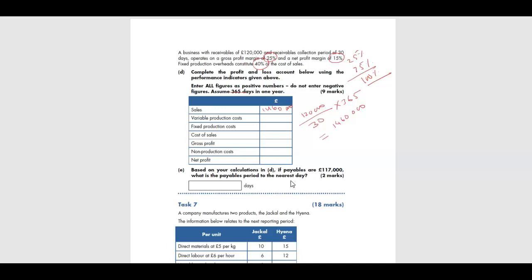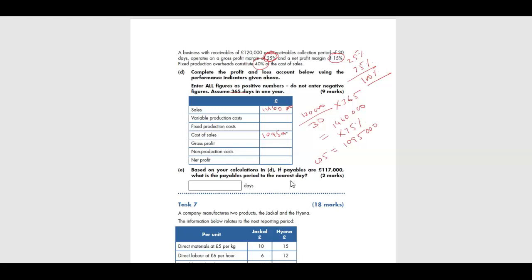So let's have a look. How can I do that? First we identify how much is the cost of sales. The gross profit is 25. That means the cost of sales is 75. So 75% of the sales gives us cost of sales 1,095,000. Now they're saying the fixed production cost is 40%.